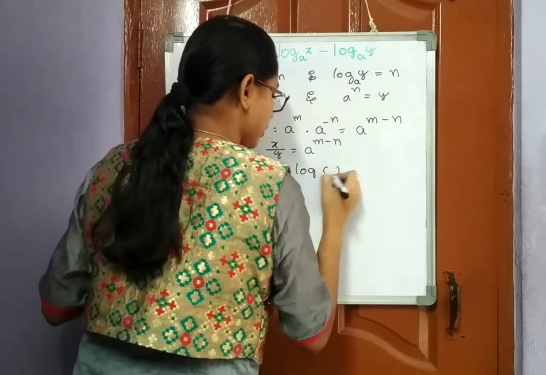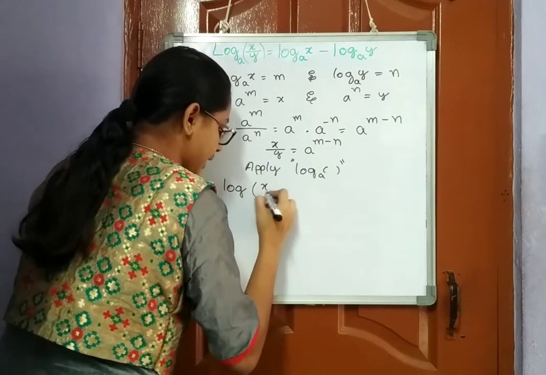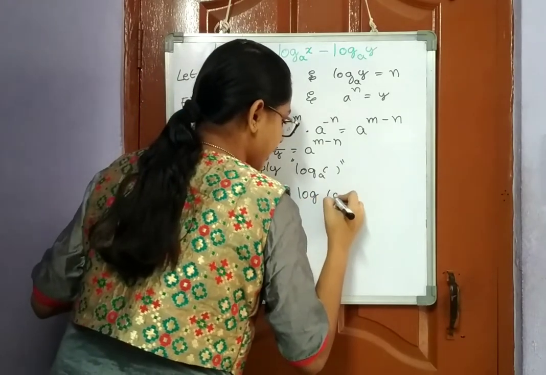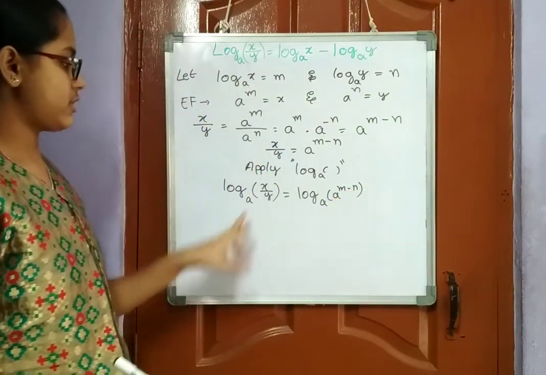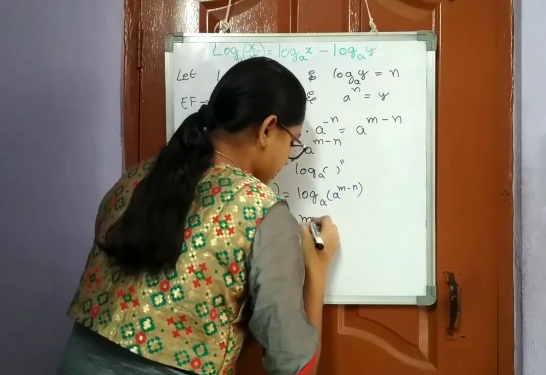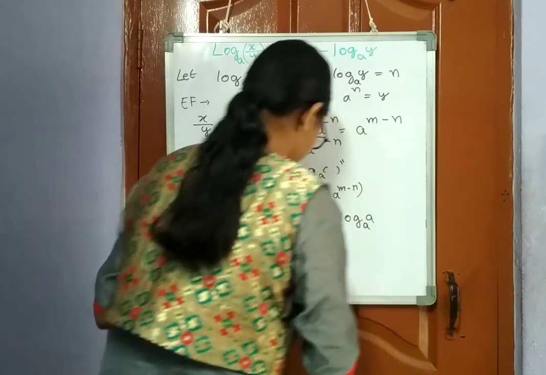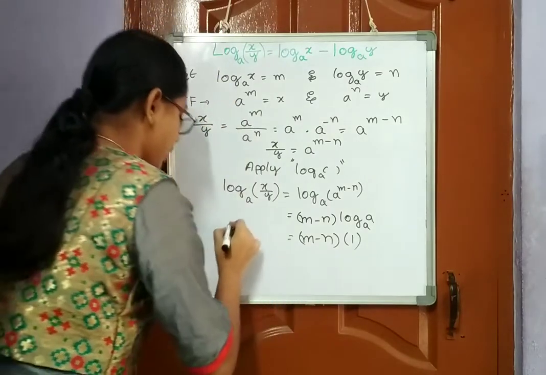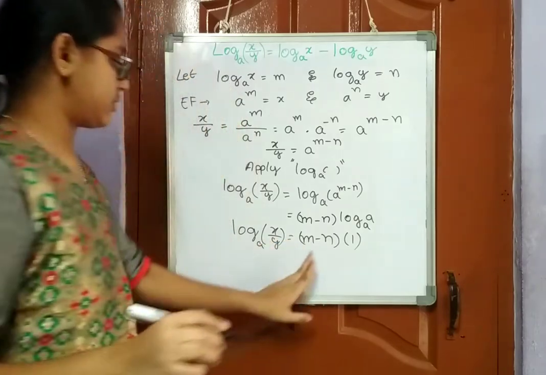Apply log to the base a on both sides. We will get log of x by y to the base a equals log of a to the power of m minus n to the base a. We got the LHS of log x by y to the base a. Now let's solve the RHS. Here on the RHS, we can write this as m minus n log a to the base a. Here log a to the base a is 1. So we will get log of x by y to the base a equals m minus n.